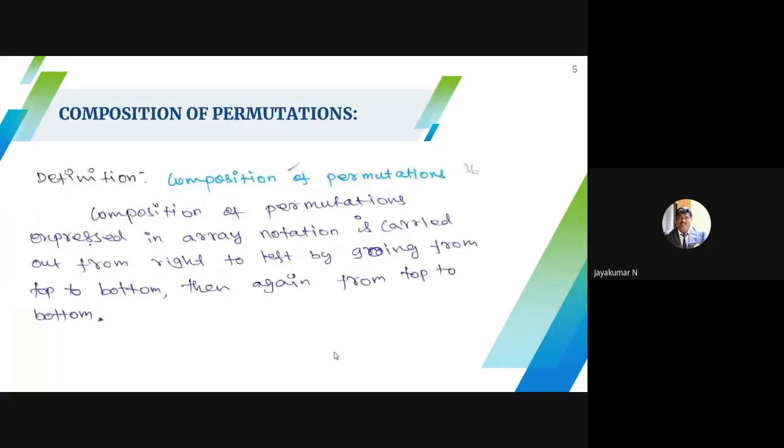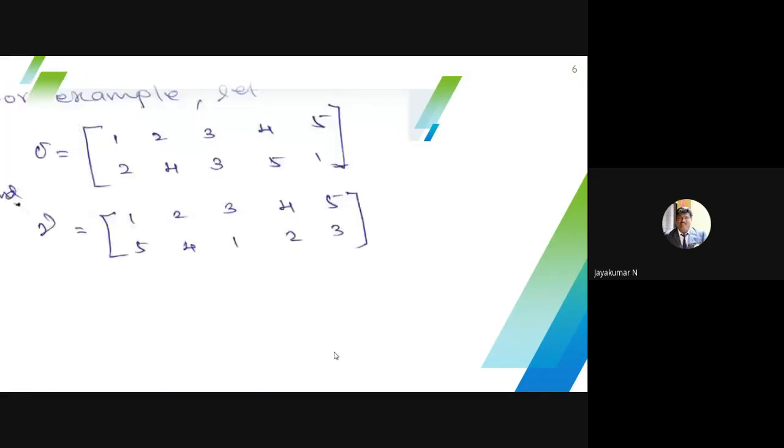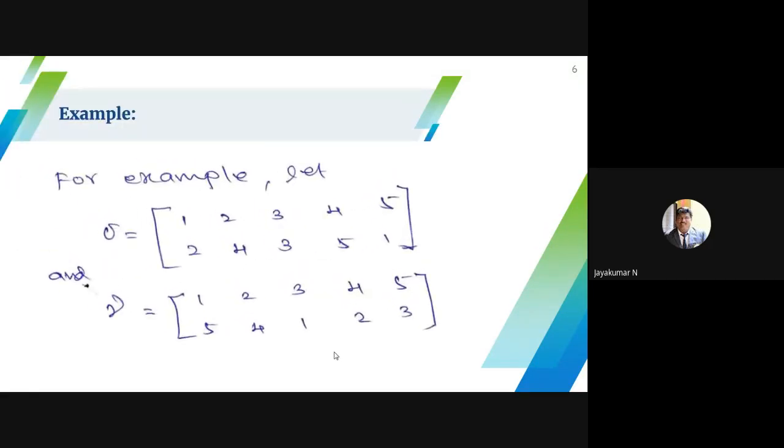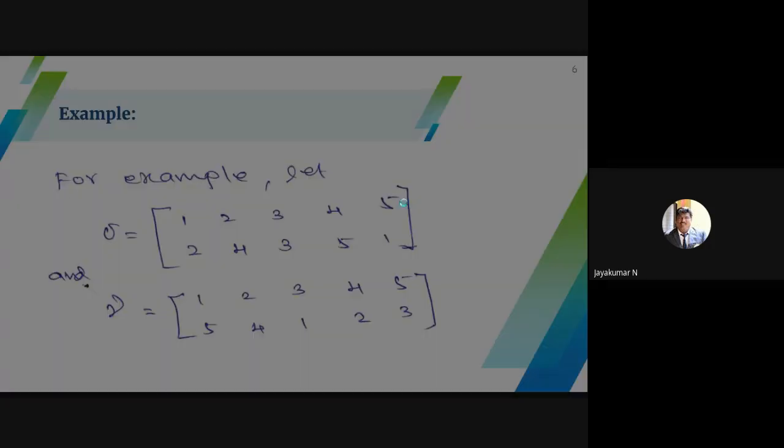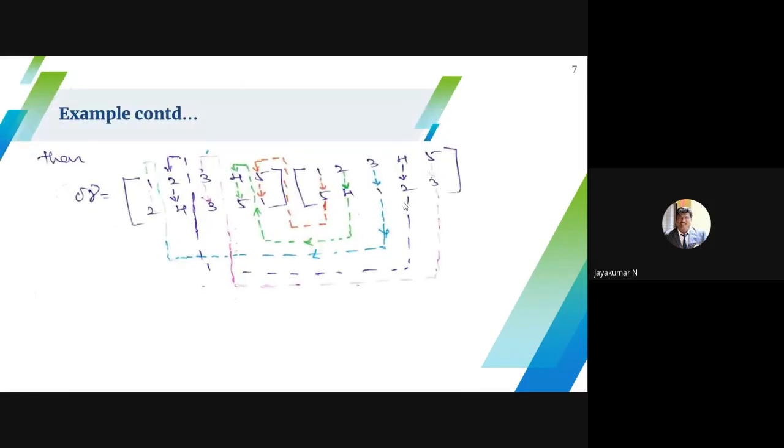Similar example, we already saw that. Composition: there are two ways possible. Suppose, for example, sigma is one permutation and gamma is another permutation for the set A whose elements are 1, 2, 3, 4, 5. I want to find the composition of sigma and gamma. There are two ways possible. Here I display only the right to left way.